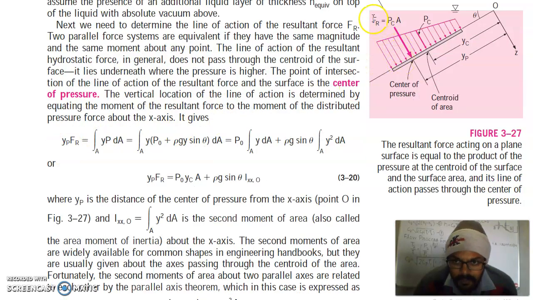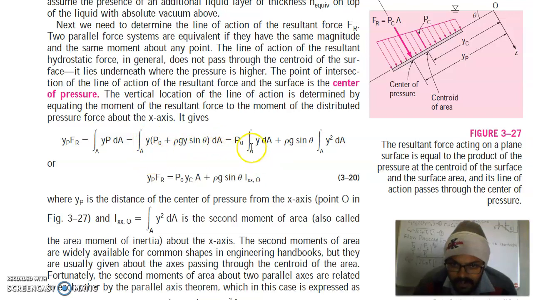So what is the moment? That is Fr multiplied by Yp, that will give the moment. So Yp times Fr is equal to the integration of y pressure dA. Means we will integrate this. We found the pressure P, we have this distance y, and we will integrate over the whole area. So put the pressure value here, that is (P naught + rho g y sin theta) dA.